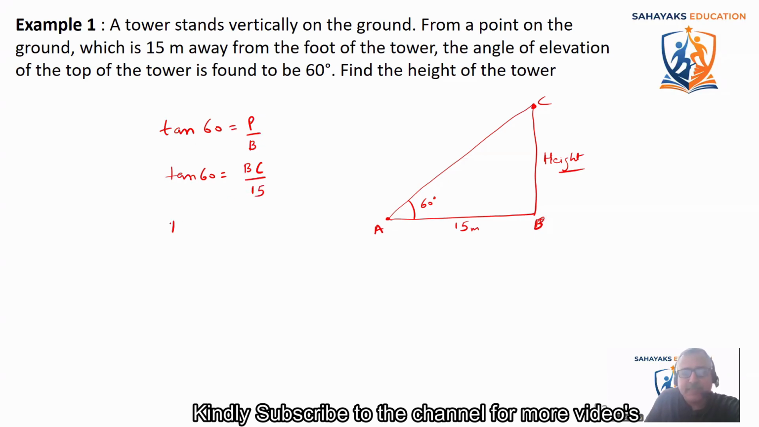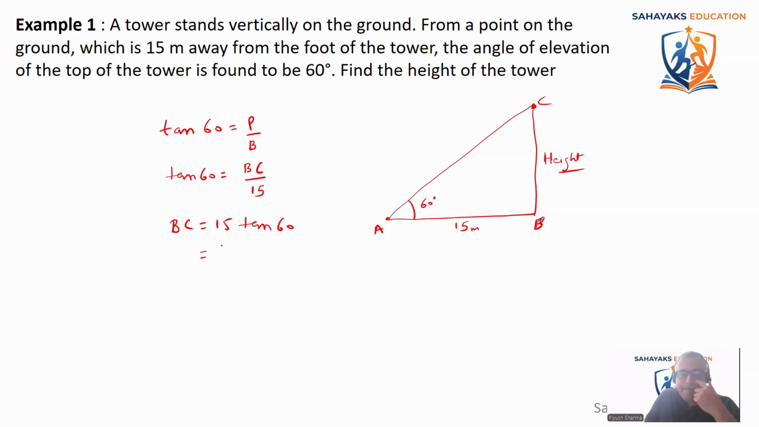So what is BC then? BC is equal to 15 into tan 60. What is the value of tan 60? The value of tan 60 is root 3. So it is 15 root 3. So the height of the tower is 15 root 3. So you can write the answer as 15 root 3.